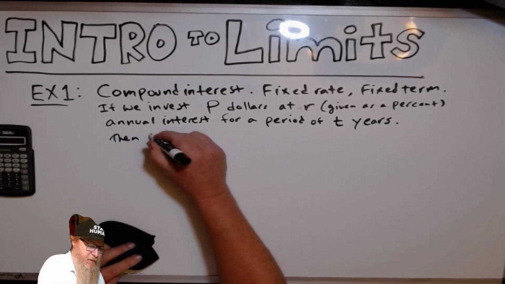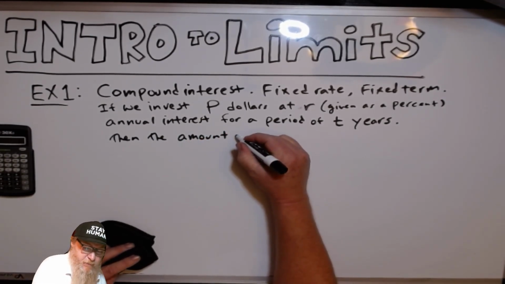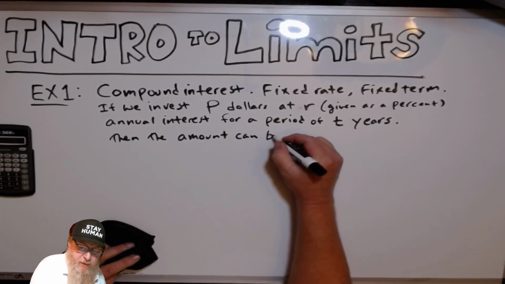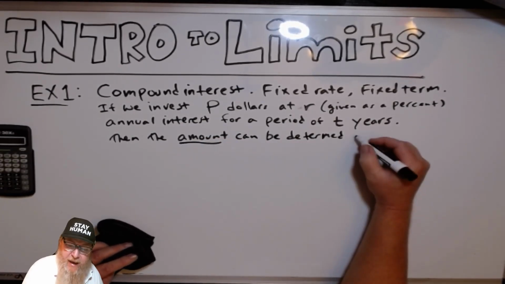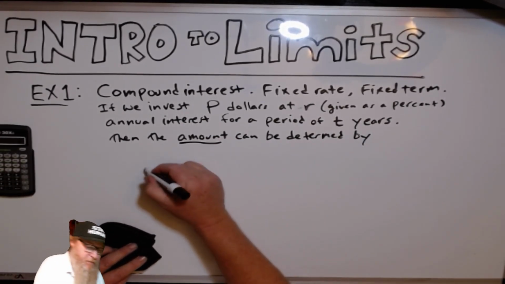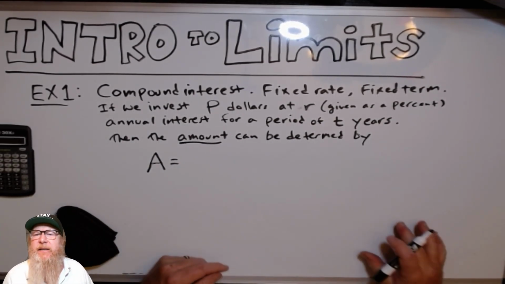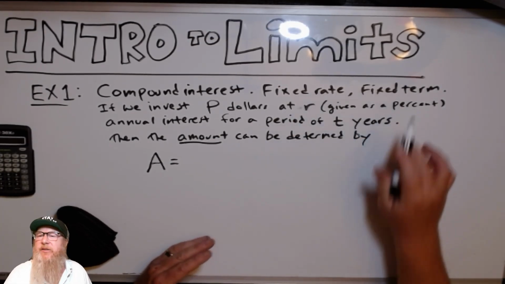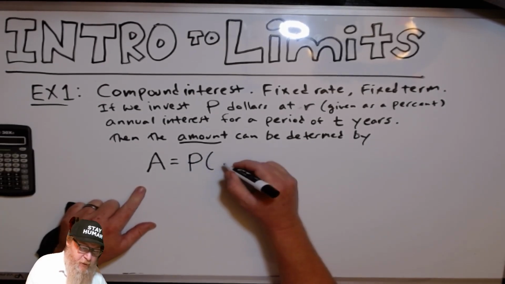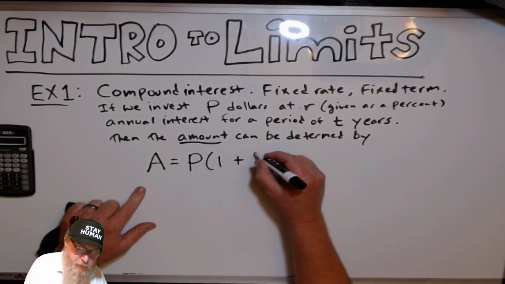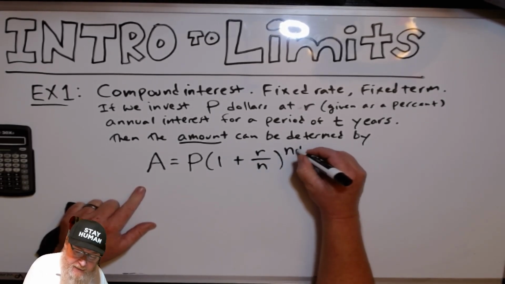Then the amount can be determined. So when I say the amount, I mean the amount that you will have at the end of the term. So you can think of this as like a certificate of deposit. It has to be a fixed rate, fixed term, so they don't change it over time. The amount that you will have will be the principal multiplied by 1 plus the rate divided by n to the nt power.